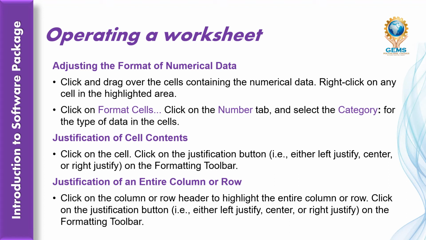Justification of cell contents. Click on the cell, then click on the justification button, such as center, on the formatting toolbar. How to do justification on an entire column or row? Click on the column or row header to highlight the entire column or row and click on the justification button, either left justify, center or right justify, on the formatting toolbar.